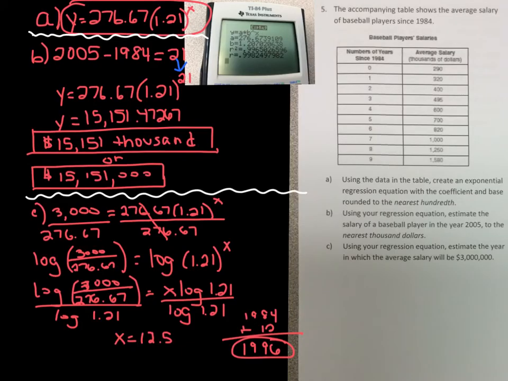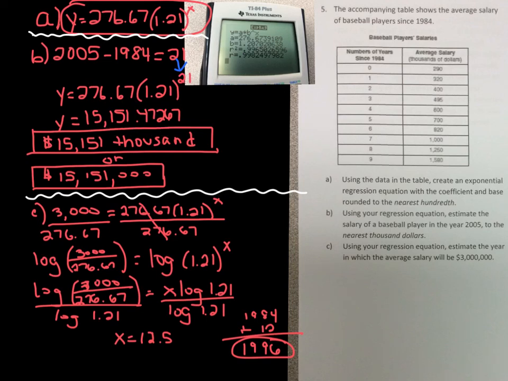Okay, so here's the answers to number 5. This time, I just took a screenshot of the final screen that shows the format of the equation, because we've seen this. It's the same thing over and over again. So in letter A, we get y equals 276.67 times 1.21 to the x power. Now in letter B, when we had to estimate the salary of a baseball player in the year 2005, according to the chart, it's the number of years since 1984. So I took 2005 and subtracted 1984 from it to give me 21 years. So I replaced the x in the equation with 21, and I just plugged that in the calculator.